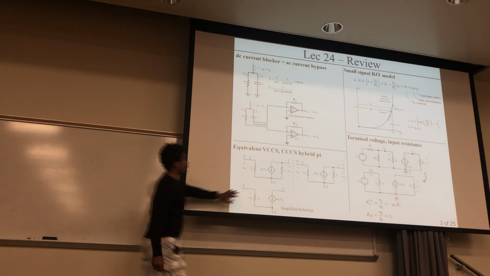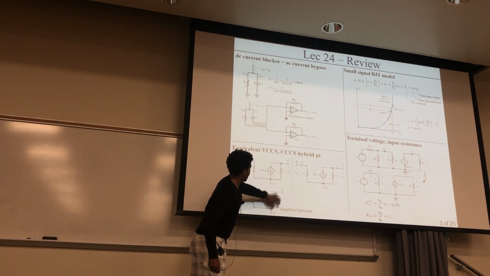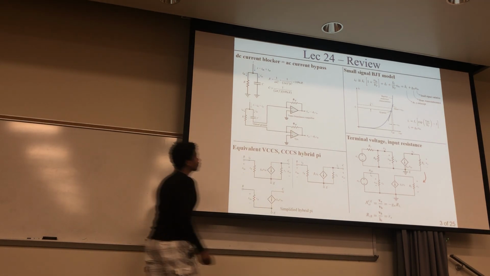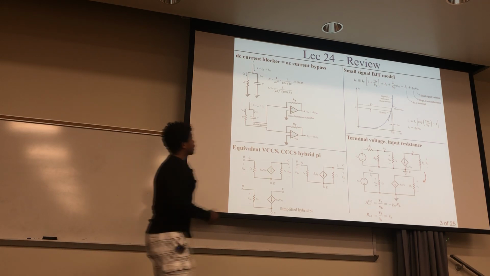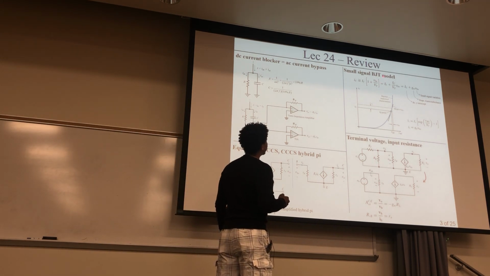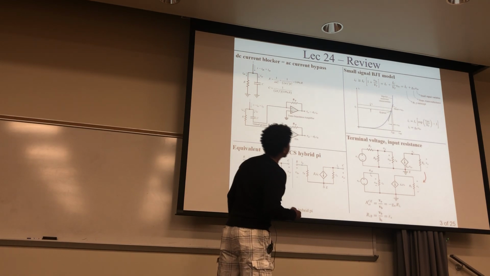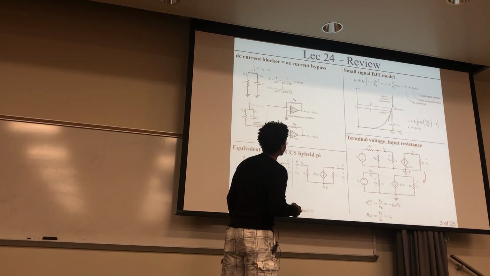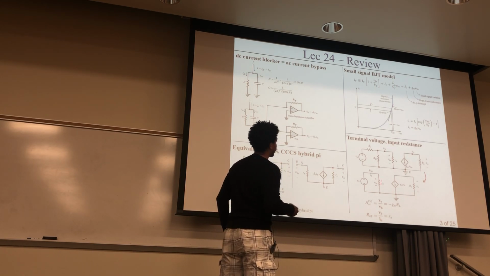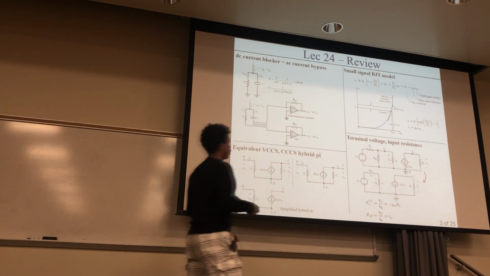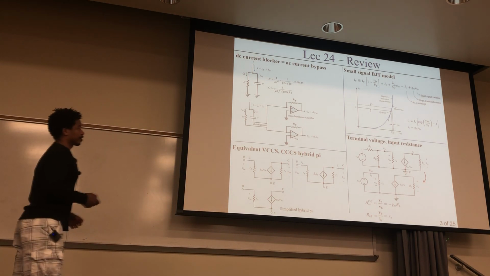And here's that simplified hybrid model where you got rid of that RO right here, the output resistance. This is the BJT model right here, a variation of that. And this right here is the terminal voltage and input resistance, which is what we left off on. And then we'll continue on that with this lecture.